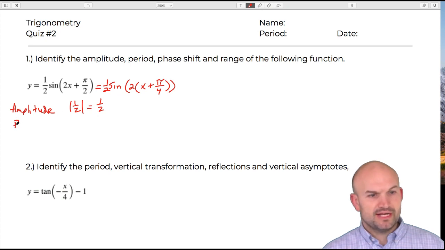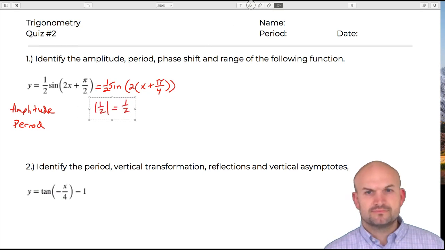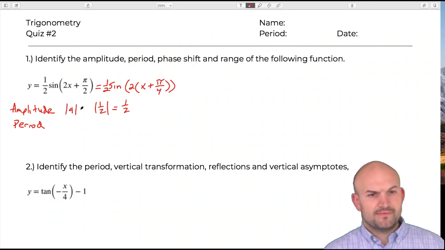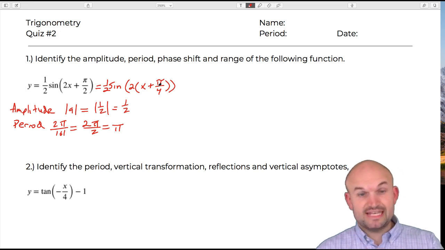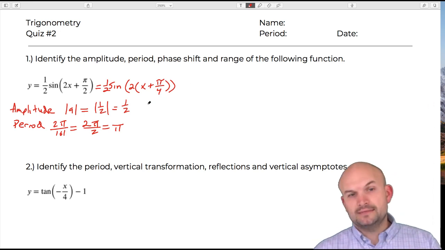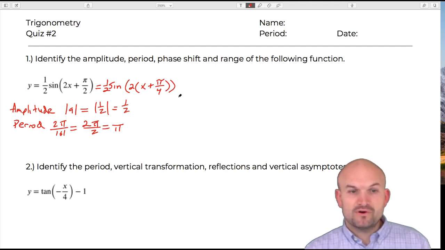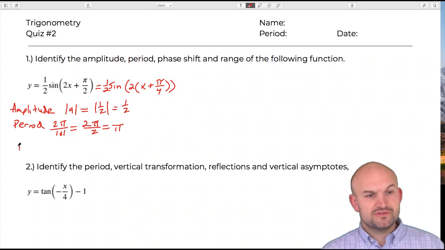All right, then the period. I'll do a little bit of extra work here and at least show you the formulas. Again, amplitude is the absolute value of A. Period is going to be 2 pi divided by the absolute value of B, which in this case is 2. So it's 2 pi divided by 2, which is equal to pi. Now the phase shift is your C, and since you're adding pi over 4, that's going to be pi fourths to the left. I told students they could abbreviate that with PS, and that's going to be left pi over 4.